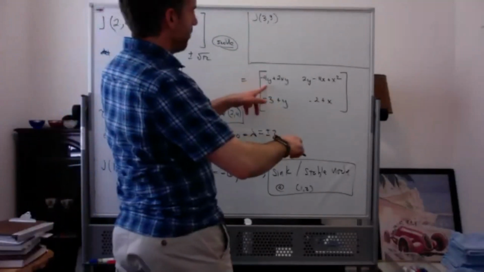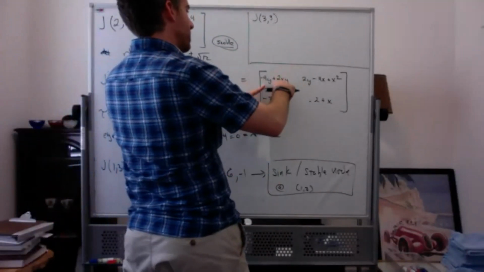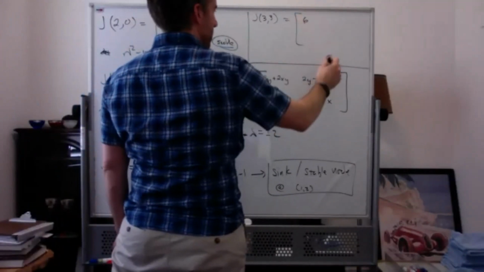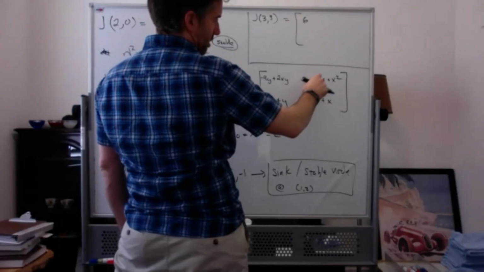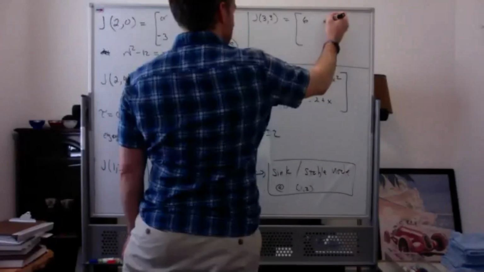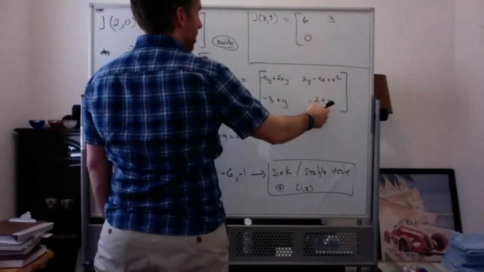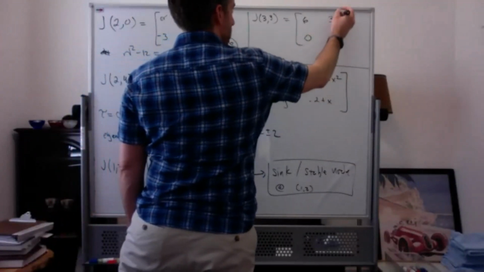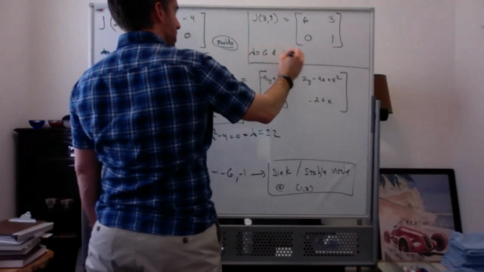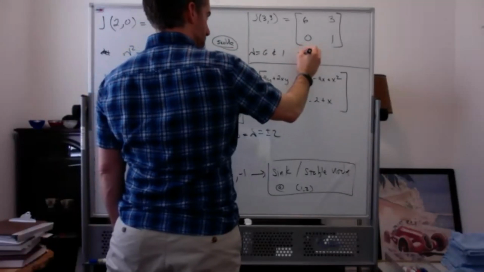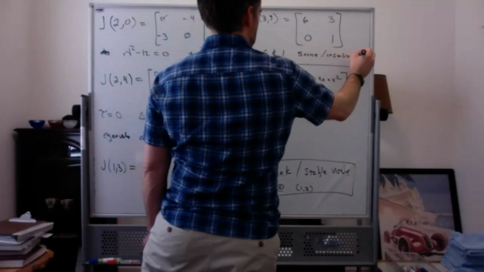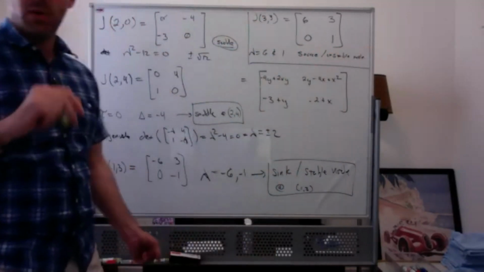So let's see, negative 12 plus 6 times 3 is negative 12 plus 18, which is 6. And then plugging 3, 3 here, I get 6 minus 12 is negative 6 plus 9 is 3. And here I get 0, and here I get 1. So it looks like I have eigenvalues that are 6 and 1. So I have an unstable node or a source. So that's what's going on there.